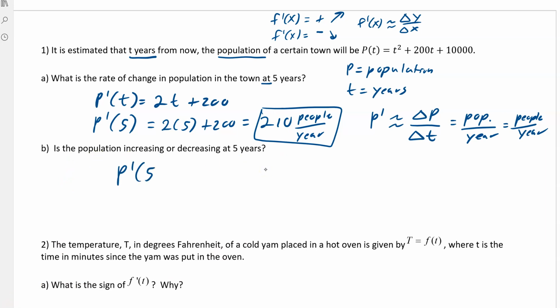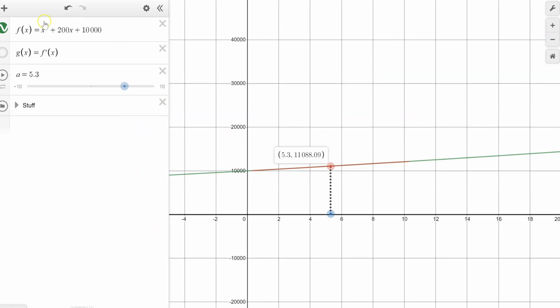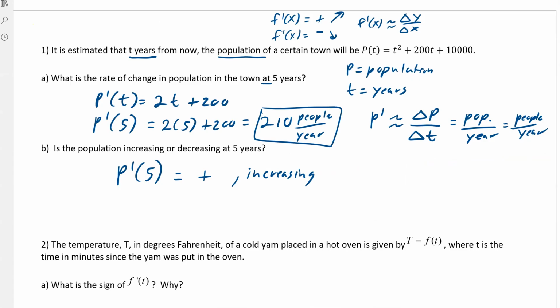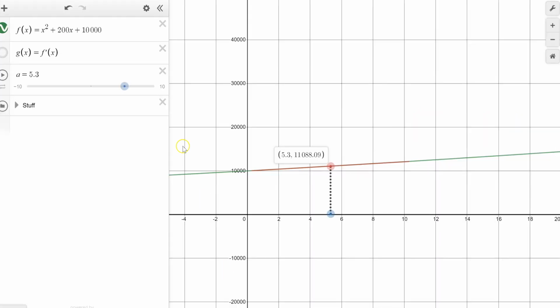Now, is the population increasing or decreasing? Well, our p prime of 5 is equal to a positive, so that means it is increasing. If it had come out to be a negative, we'd know that it was decreasing, but it's increasing. It looks like this. Here's our formula, x squared plus 200x plus 10,000, right there. If I put it at 5, you can see there's our slope. We're at 11,025 at 5 years, and they expect a 210 growth to 6 years. So that would be 11,235.